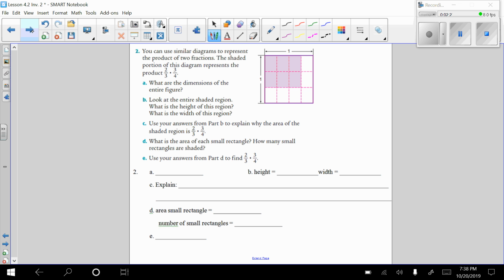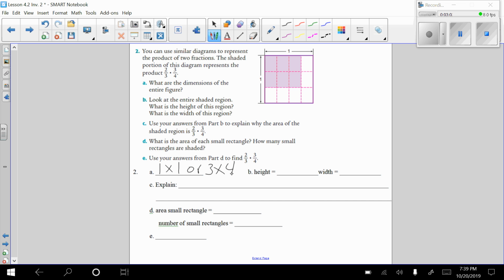Here, you can use similar diagrams to represent the product of two fractions. The shaded portion of this diagram represents the fraction 2/3 times 3/4. So what are the dimensions of the entire diagram? Well, we can see that the entire diagram says it's 1/1, but if we're looking at the squares, it's really 3/4. So you could write either 1/1 here for the whole diagram, or if you were counting the squares, you could say it is 3/4, depending on which way you're looking at it.